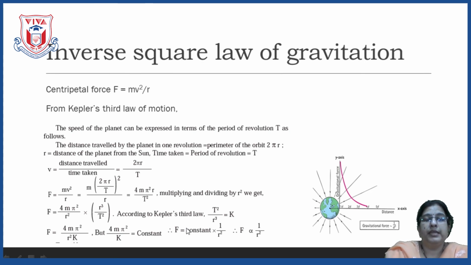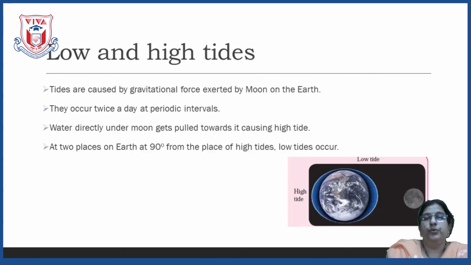So F is equal to constant into 1 upon r square, or F is inversely proportional to r square, and that only is proved in Newton's law of gravitation. That is, the force is inversely proportional to the square of the distance between them. Hence, Newton proved his law with the help of Kepler's third law. That's why it is called the inverse square law of gravitation. Let's go further.